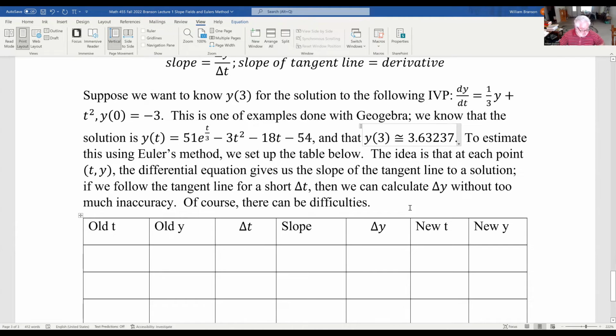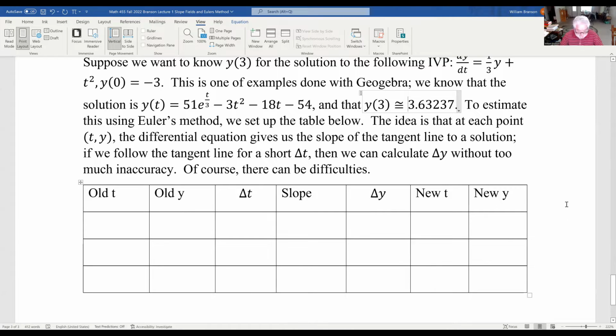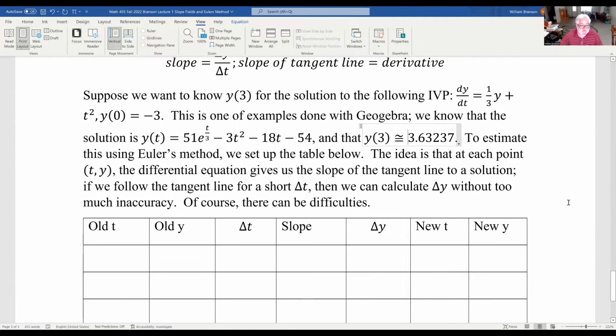We can calculate this by hand, so we'll do an example by hand just to give a feel for this, and we'll look at how we can actually automate this a little bit. Our initial condition is (0, -3). So we're starting at 0 and -3. We'll take delta t to be 1. It's not going to be particularly accurate, but it'll at least get us started. Delta t equals 1. So what's our slope?